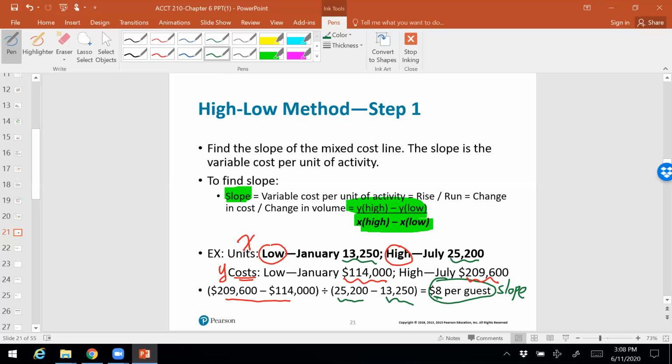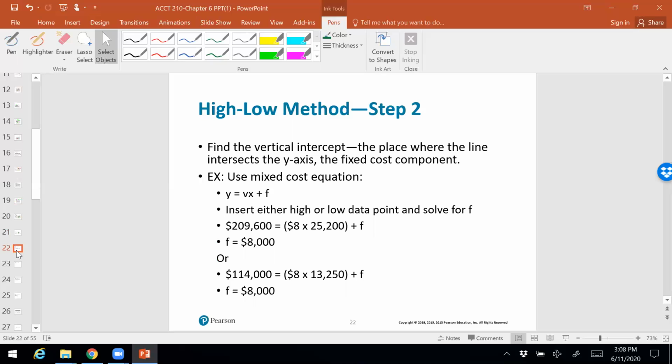The 8 sounds familiar, right? Yes, we basically found the same as our example, 8. This is how we found that the slope is $8 per guest. Once you get this, how do you find the fixed cost? You can use either the high point or the low point, either one. There are two ways to do this, as the textbook tells you.